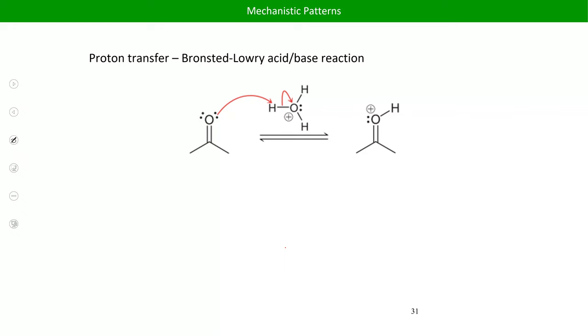What's the other product here? What are we left with? We start with acetone and hydronium. We get this compound plus water. Right, so all that we're really showing with these mechanisms is the actual bonds forming and breaking.